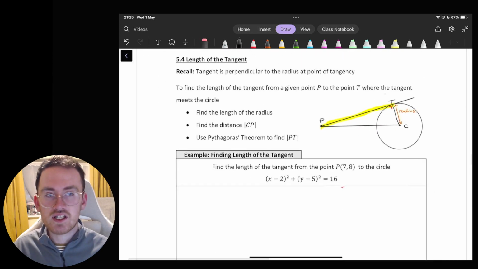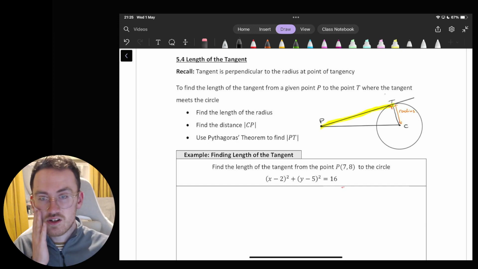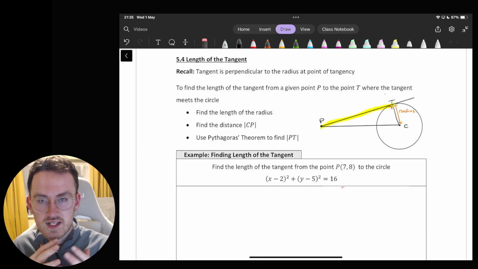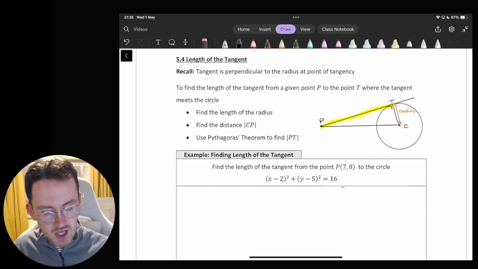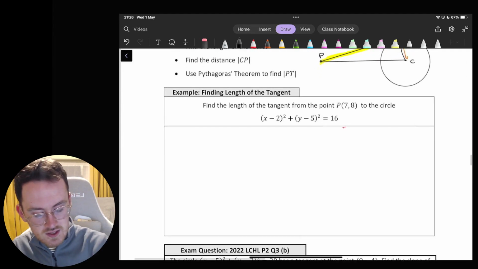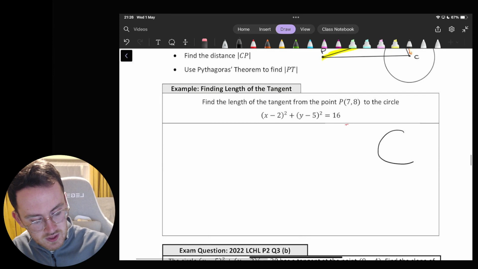I've tried to mark it in here again in our diagram as clearly as possible. Again, we're using that same idea, tangents are perpendicular to the radius at the point of tangency. So the main things we need to do is find the length of the radius and find the distance from the center to this point that's off the circle. And if we find those two, we can use Pythagoras' theorem to find that distance PT, which is the length of the tangent line. So find the length of the tangent from P to the circle. Okay, so let's fill out what we know and go from there.